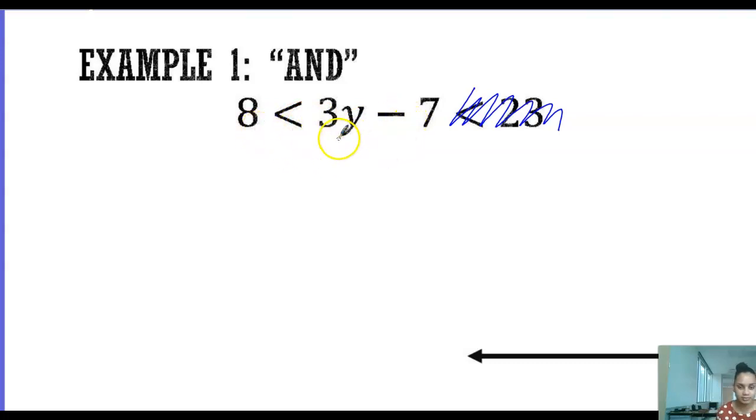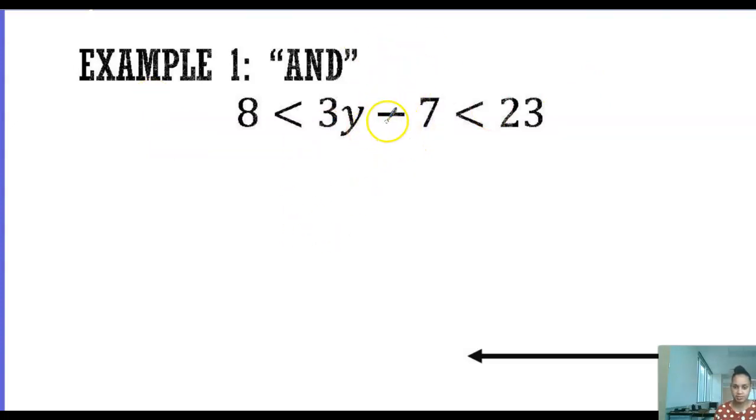I'd subtract 7, I'd divide by 3. I'm going to do that same process. I'm trying to isolate the variable. I'm trying to isolate y. But when I do it this time, I'm just going to have to add 7 in 3 places. 1, 2, 3. So on the left, in the middle, and on the right. So let's see how that looks.